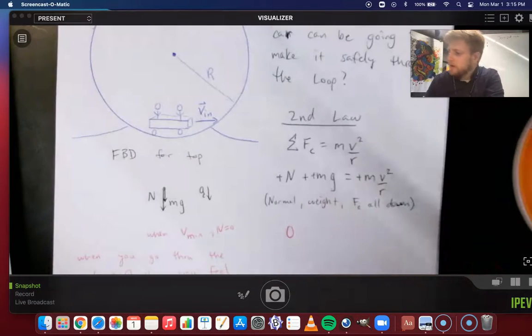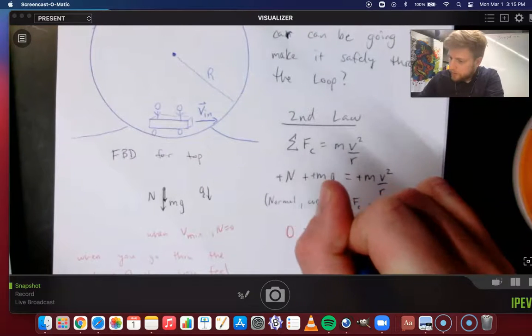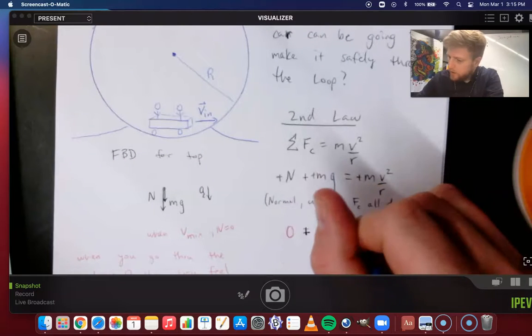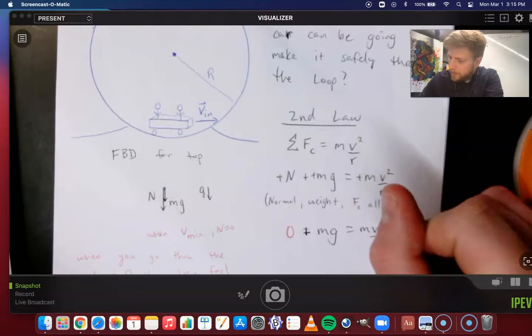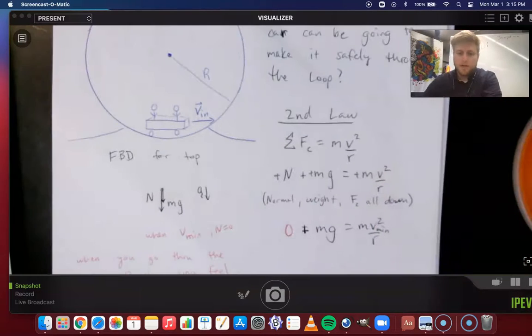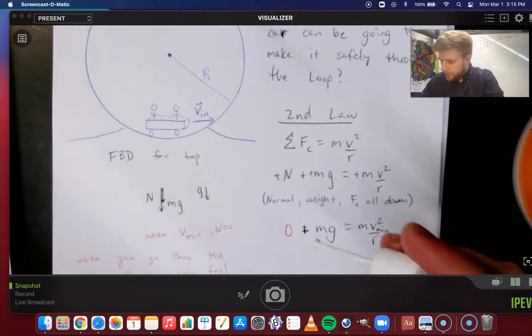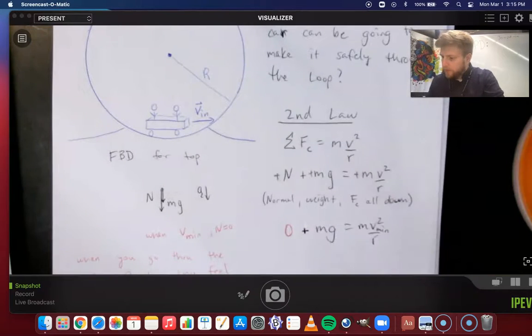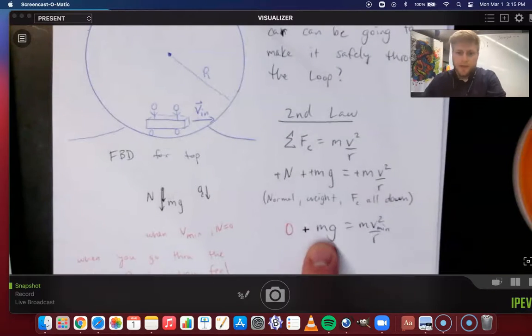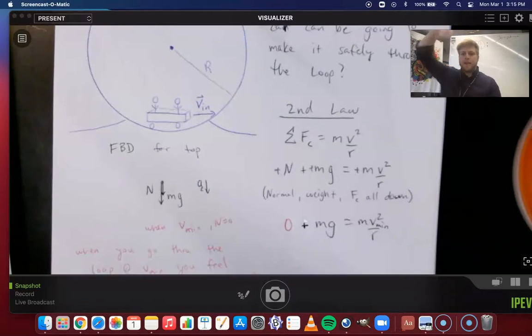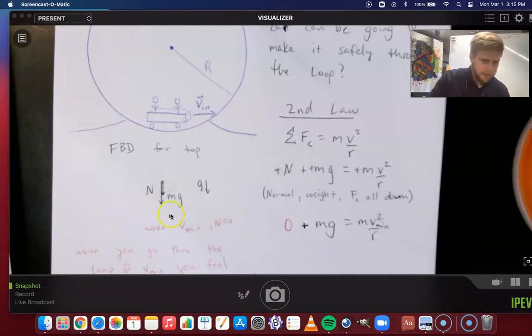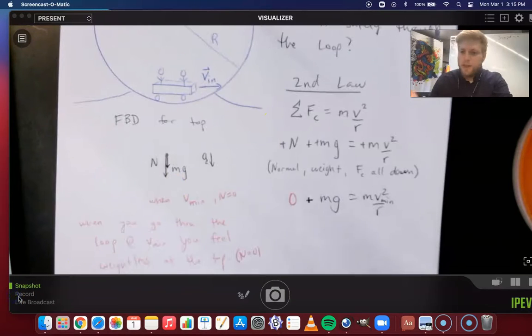This will still be your weight force, so plus mg, and that equals mv squared over r. But now we're at the minimum speed that you could possibly go through the loop at. Notice, if you look carefully, this should just be a plus sign. Now our weight force is the only thing acting as the centripetal force. Now the only thing keeping you in the circle is your weight pulling you down, stopping you from going in a straight line.